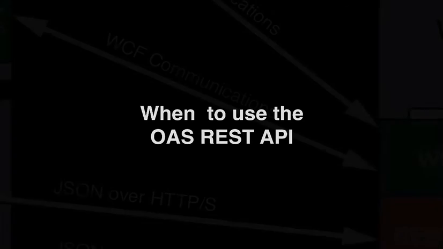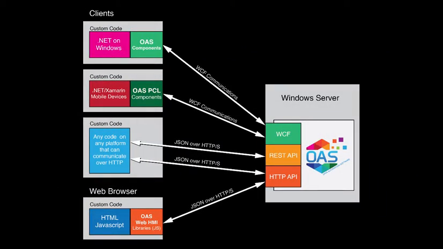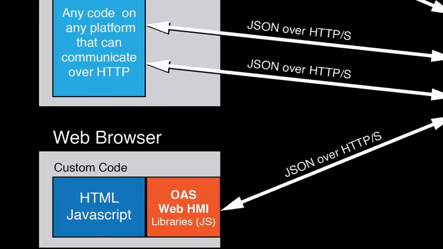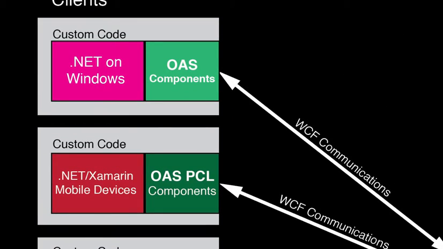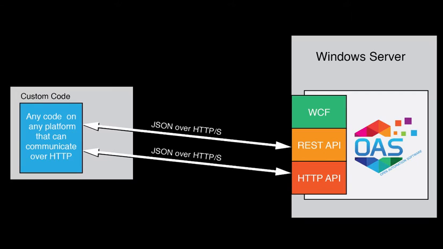So when would you use a REST API? More specifically, when would you use the OAS REST API? Open Automation Software has always provided many ways of reading and writing data, including native device drivers, tools for both .NET and Web HMI development, as well as .NET components for programmatic reading and writing of data, even programmatic configuration of the OAS server itself. But the REST API exposes these same capabilities to any platform that can support JSON over HTTP.